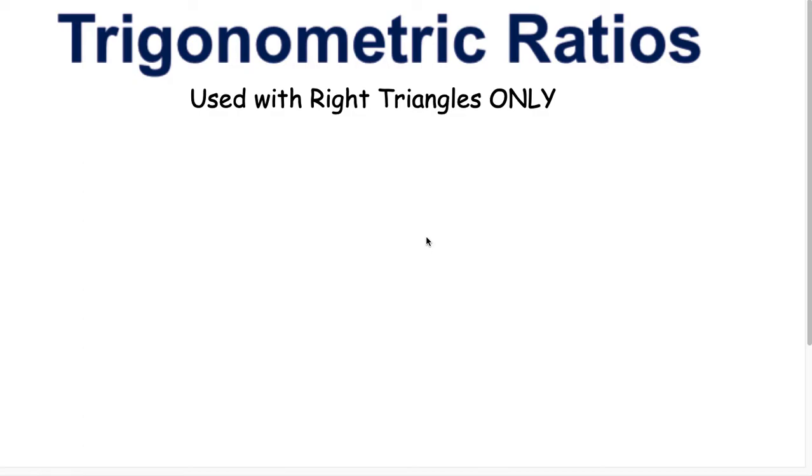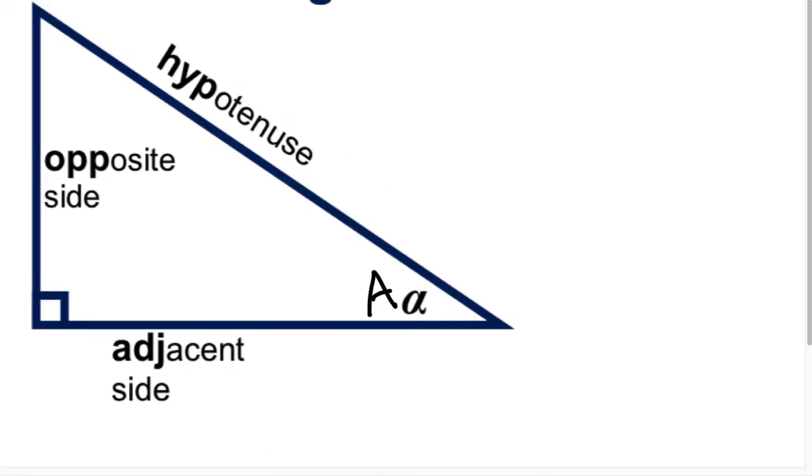Hello, this is Mrs. Raro, and in this video, you will learn how to identify trigonometric ratios. These are only used with right triangles. Okay, let's begin. In a right triangle, we have three sides that you must identify.